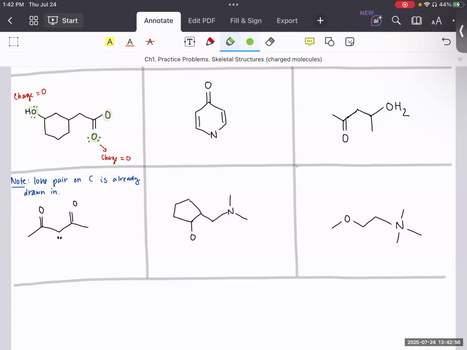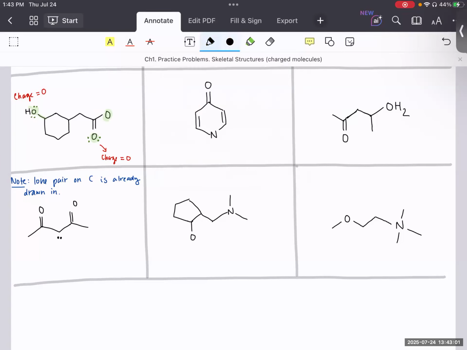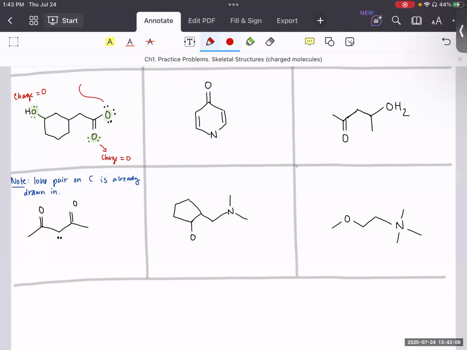Now let's take a look at this terminal one right here. And so here we can see that this oxygen only has 1 bond. And so to fulfill that octet, we would want to draw in 3 more lone pairs here. And next we would calculate the charge. So oxygen would want 6 electrons. However, it only has 1 from that bond and then 6 from those lone pairs. And so it ends up with a -1 charge here.